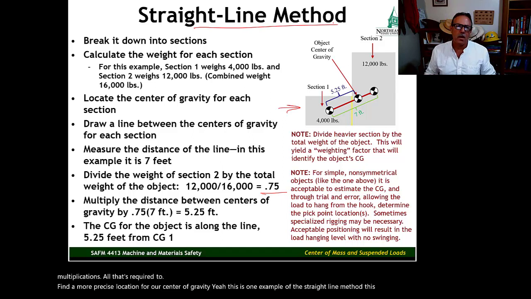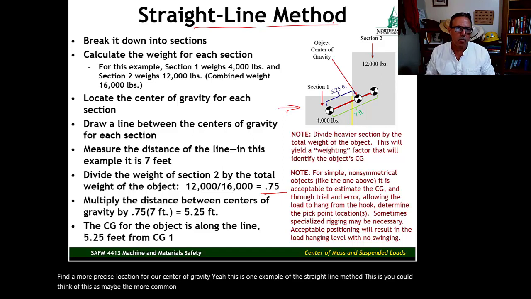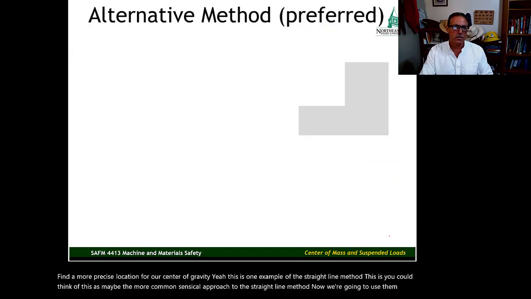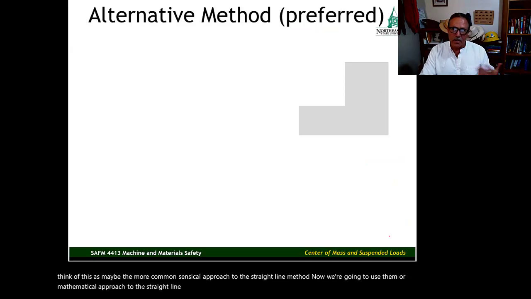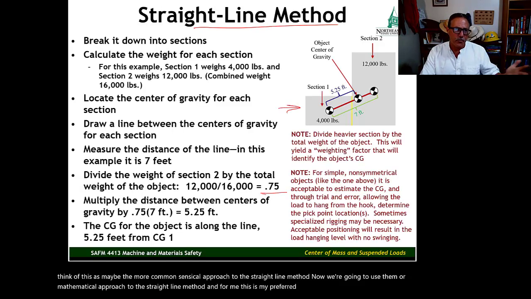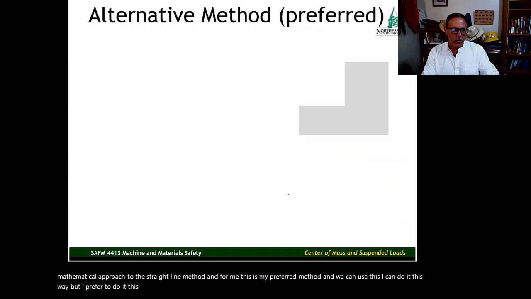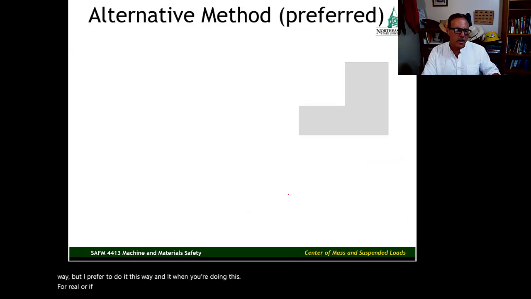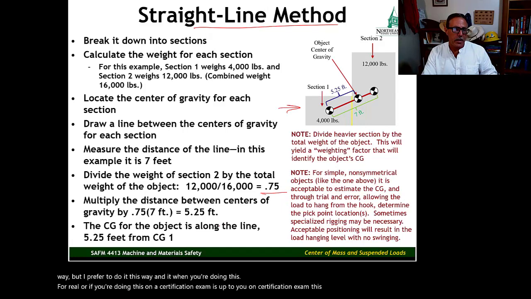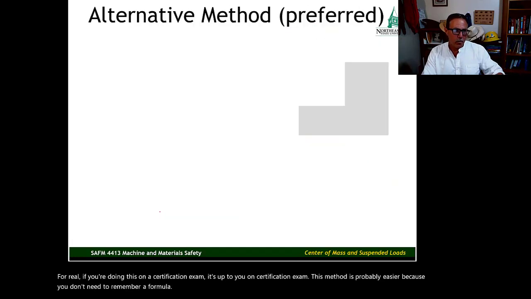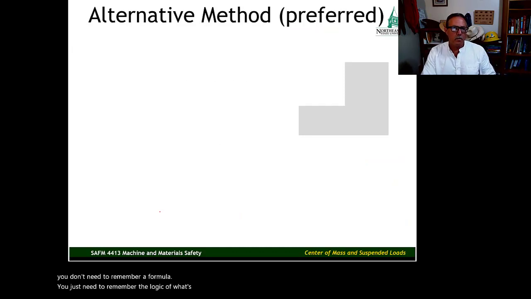You can think of this as maybe the more commonsensical approach to the straight line method. Now we're going to use the more mathematical approach to the straight line method. And for me, this is my preferred method. I can do it either way, but I prefer to do it this way. When you're doing this for real, or on a certification exam, it's up to you. On the certification exam, the previous method's probably easier because you don't need to remember a formula. You just need to remember the logic of what's going on. With this more mathematically oriented method, you do need to remember a formula.